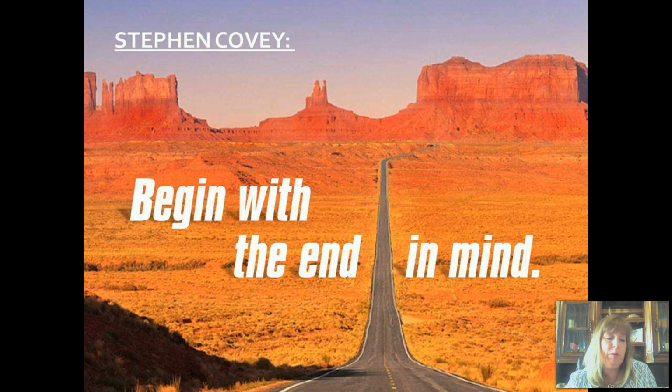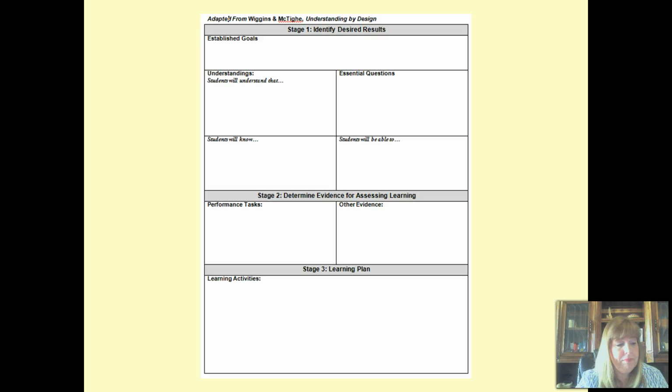Now, I promised you that we were going to work through this together and that I would be here to support you, and that's exactly what we're going to do now. I've explained backward design, and now I want to show you the backward design template. We're going to look at it piece by piece as we work as a group to put backward design into action with your first unit of the year.